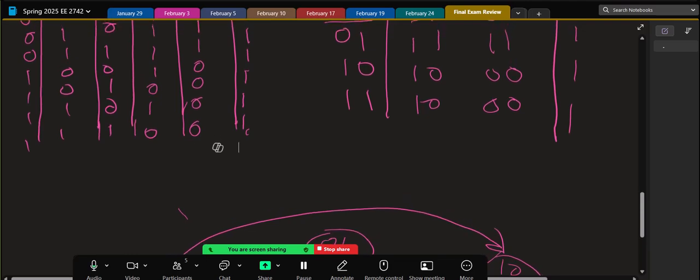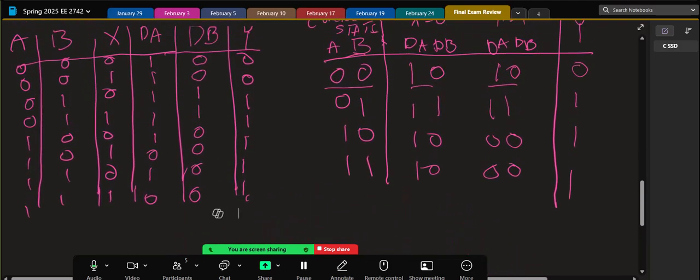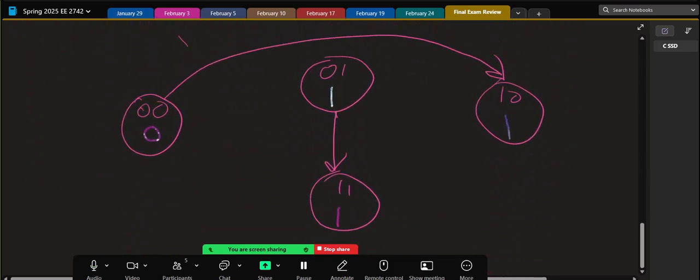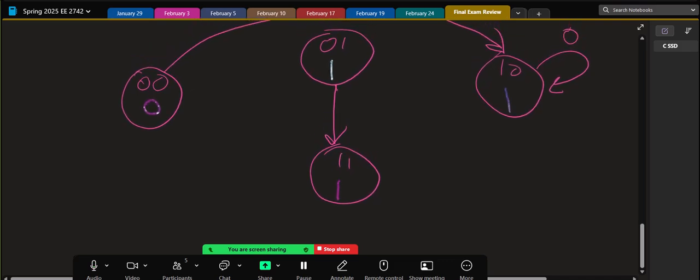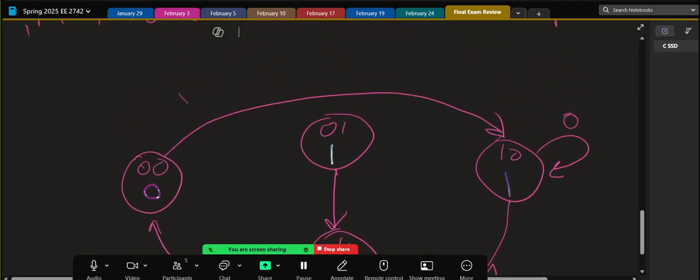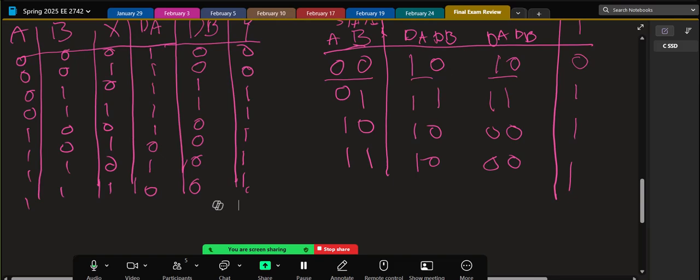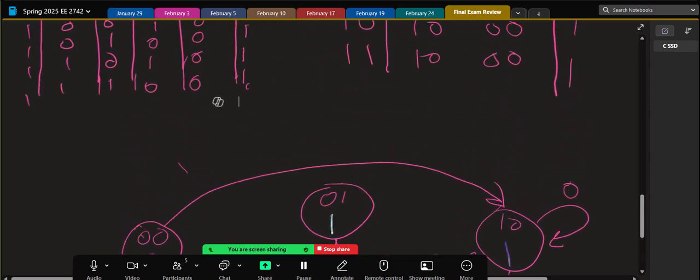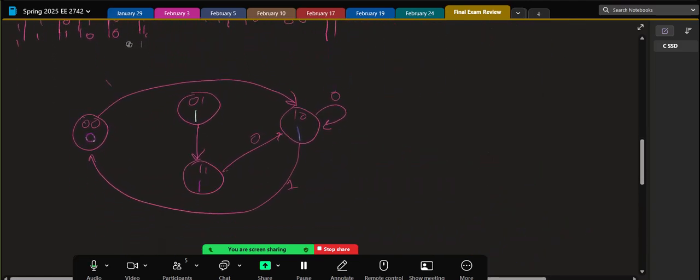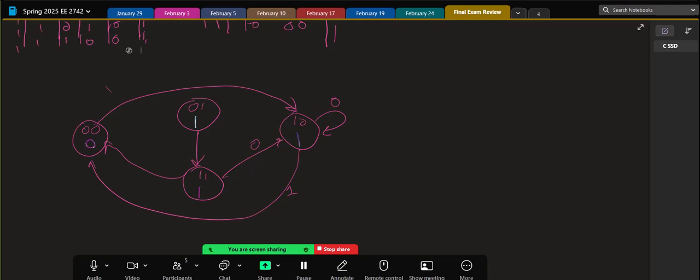And then 1, 0, that's different. 1, 0 goes to 1, 0 when x is 0. And 1, 0 goes to 0, 0 when x is 1. And 1, 1 goes to 1, 0 when x is 0, and 1, 1 goes to 0, 0 when x is 1. So that is our state diagram.